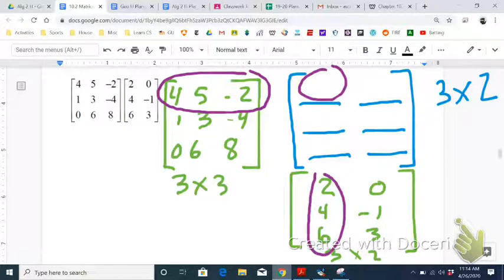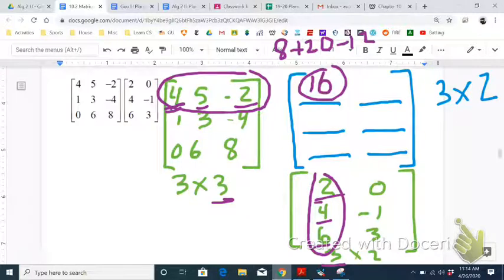So since these middle numbers are equal to each other, 3, that means we're going to have 3 numbers here: 4 by 2, 5 times 4, and negative 2 times 6. And we're going to add those up. So you just line up the numbers and multiply each of them together. 4 times 2 is 8, 5 times 4 is 20, negative 2 times 6 is negative 12. Okay, so we multiply those numbers together and then we add them all up. So 8 plus 20 is 28, minus 12, and you get 16. Okay, so that's the first number that goes there.